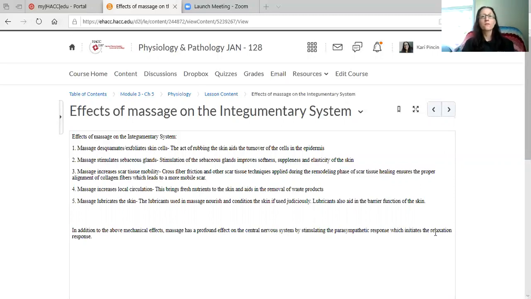All right, so let's start with number one. Massage desquamates or exfoliates the skin cells. So of course, as you are rubbing over the skin, you are going to be taking off some of the dead skin cells on the epidermis. Now, do you think that's a mechanical or a reflexive effect? Yes, that's correct. It is a mechanical effect of massage. You're physically doing something to the tissue, right?